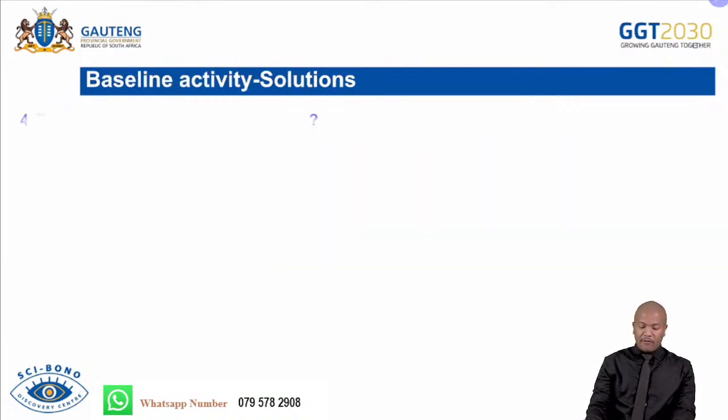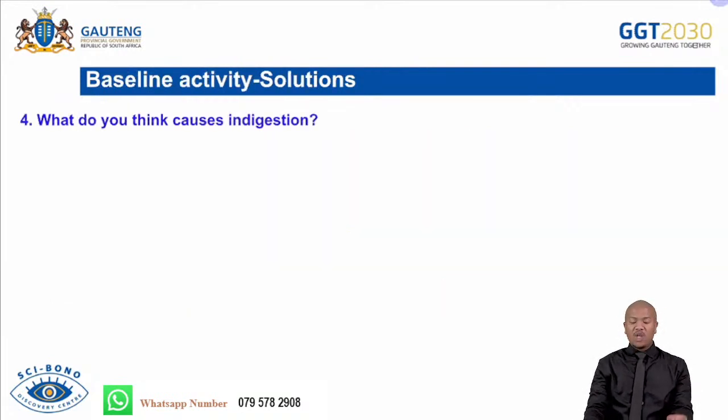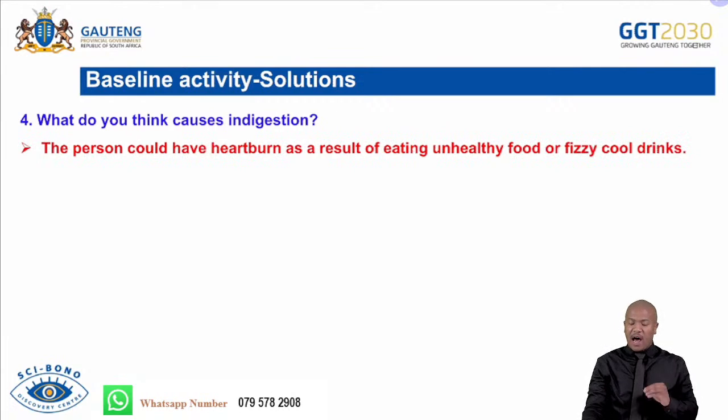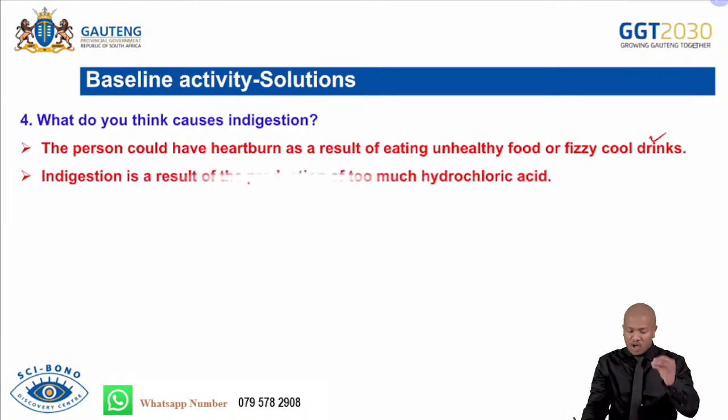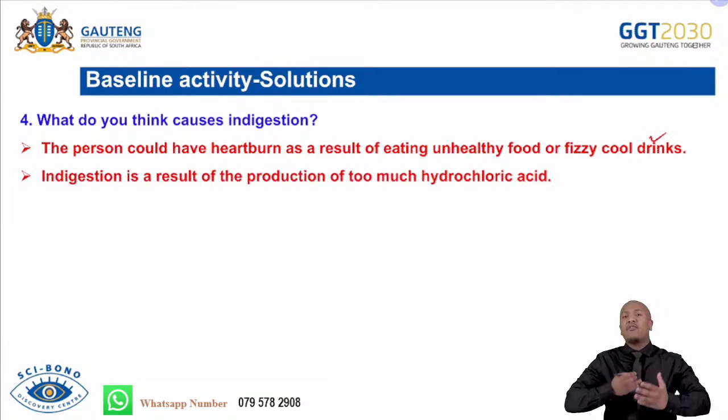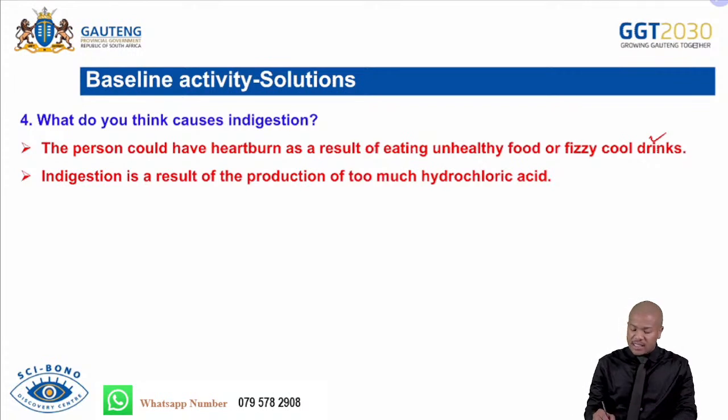Then let's look at number four. Number four says, what do you think causes indigestion? We did this last time, right? So indigestion or heartburn is a result of unhealthy food or fizzy cold drinks. But why? This is because the fizzy cold drinks have what? A lot of acids. So indigestion is a result of the production of too much hydrochloric acid in the stomach. Make yourself correct.